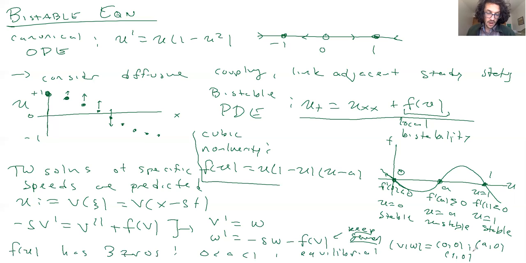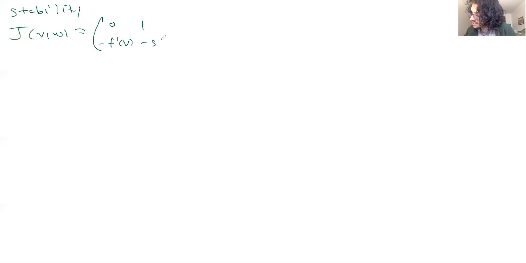All right, so what do we usually do when we're doing phase plane analysis? We take these equilibria and then we look at their stability. So in order to dissect this, okay, let's look at the stability of each of these fixed points by computing the Jacobian. And the Jacobian in this case is [0, 1; minus f prime of v, minus s], okay?